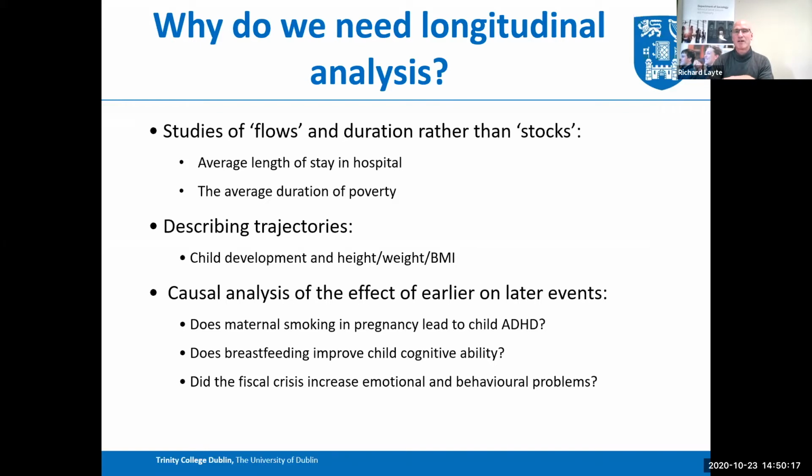So important questions like, and these are questions that I've been involved in doing analysis on: Does maternal smoking in pregnancy lead to child attention deficit hyperactive disorders? Does breastfeeding a child improve their cognitive ability over time as they age?